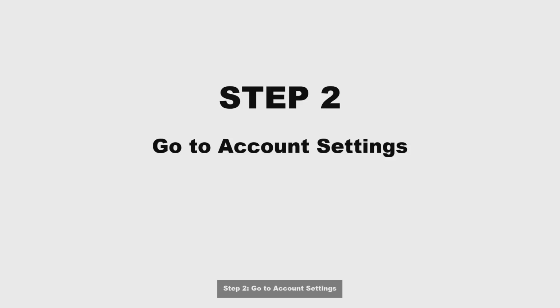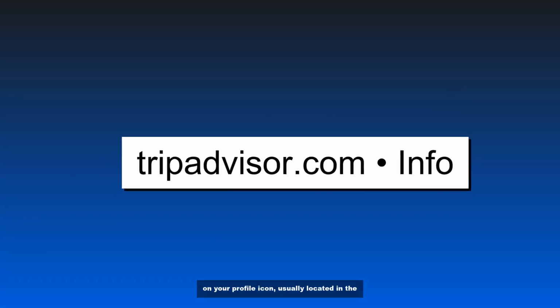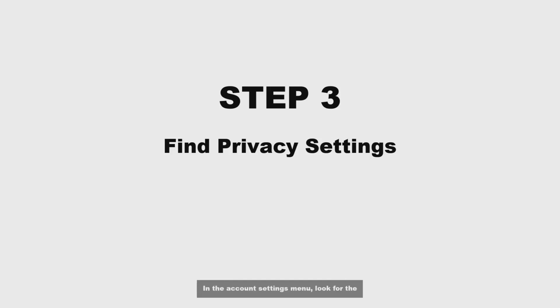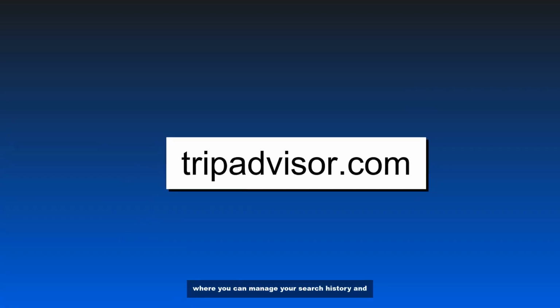Step 2. Go to Account Settings. Navigate to your account settings by clicking on your profile icon, usually located in the top right corner of the screen. Step 3. Find Privacy Settings. In the Account Settings menu, look for the Privacy or Data Management section. This is where you can manage your search history and other personal data.